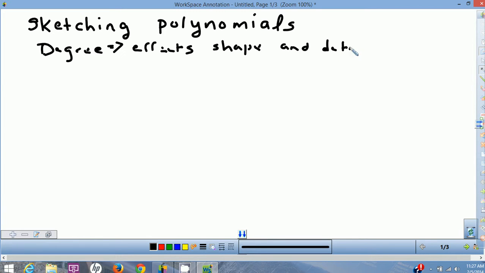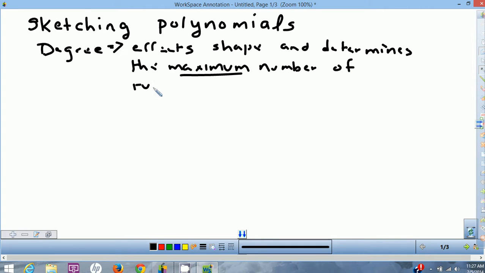We'll talk about what those mean here in just a minute. The maximum number of turning points. Now notice I said the word maximum here. It doesn't necessarily tell you how many of them there are, but it tells you what the maximum possible number of turning points are. That maximum is always 1 less than the degree. So if I have a degree 4, the maximum number of turning points is 3. If I have a degree 5, the maximum number of turning points is 4.